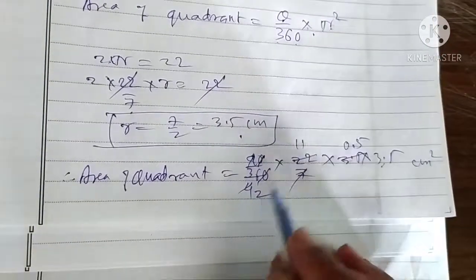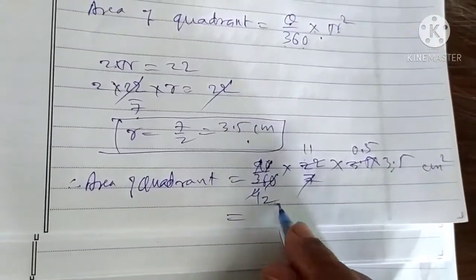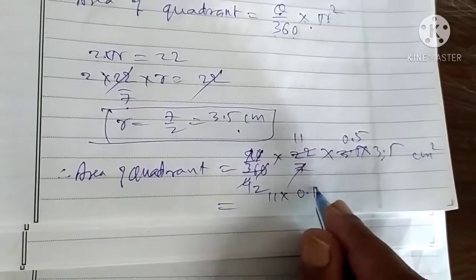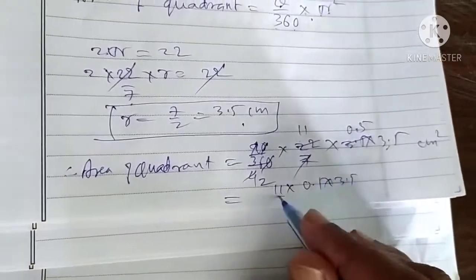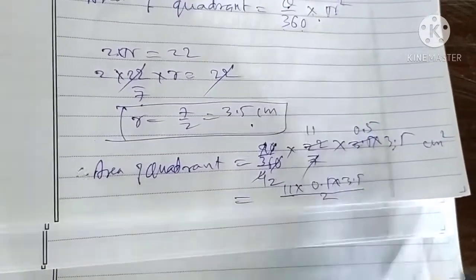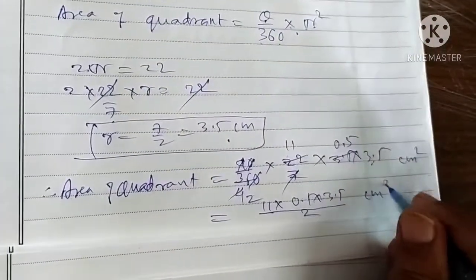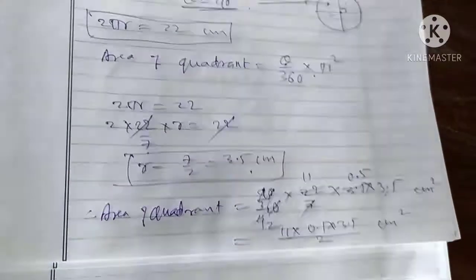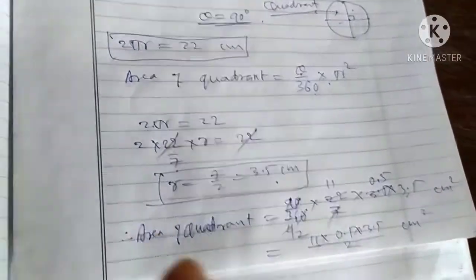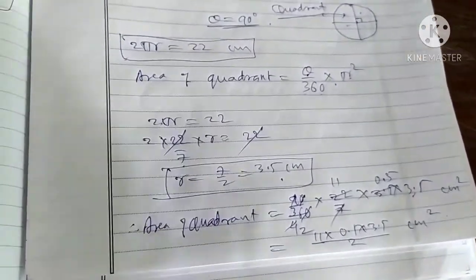Students, multiply this 11 multiplied by 0.5 multiplied by 3.5 divided by this 2. Okay, that's all. Please try your best. Please watch the video 2 times, see the examples, and be ready to watch the next video. We are going to continue. See you.